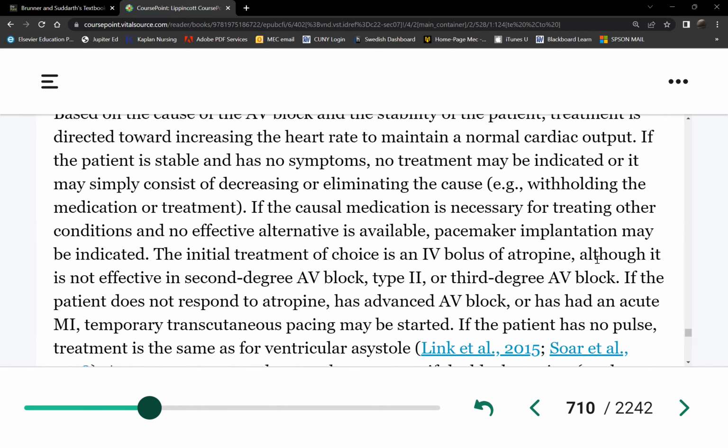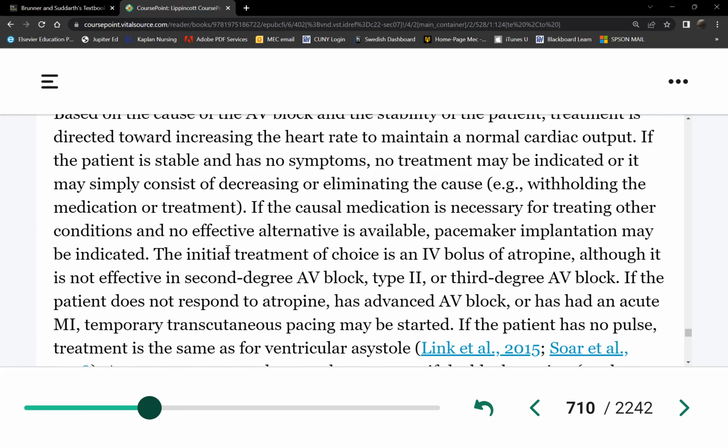If the patient has an AV block, second degree type 2 or third degree heart block, they're usually treated with a pacemaker. Because obviously, is there a communication between the SA node and the AV node? No. So can this patient live on a heart rate of 30s, 40s? No, they need a pacemaker. All right.